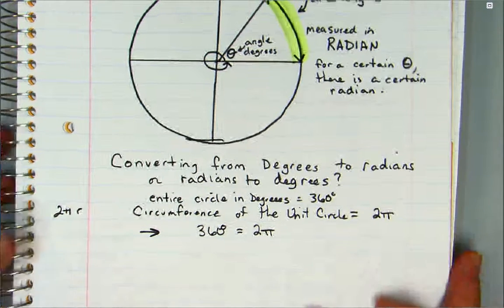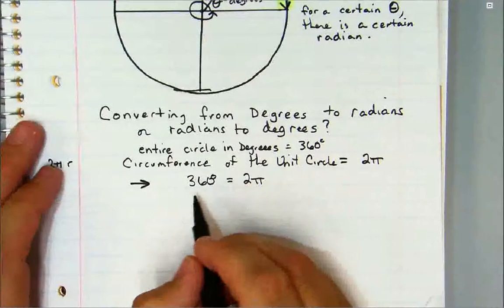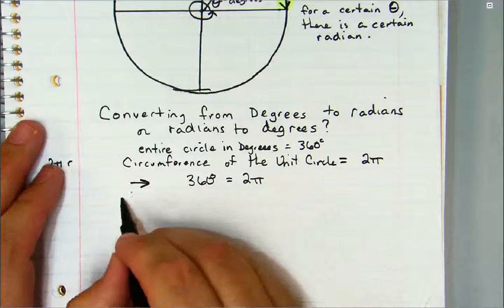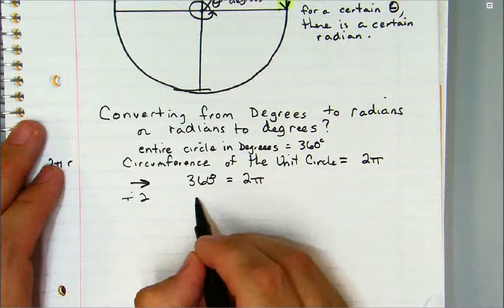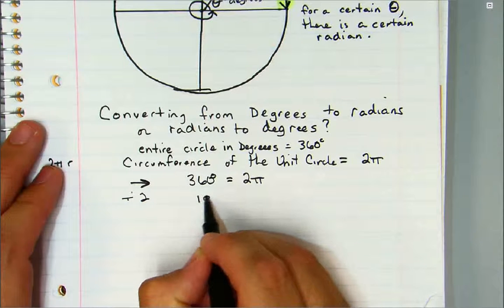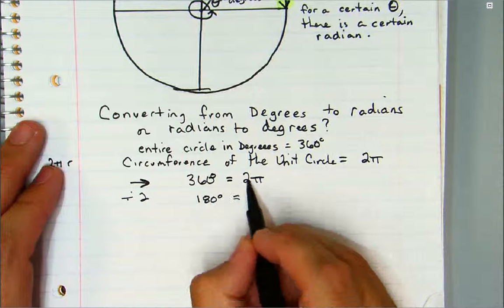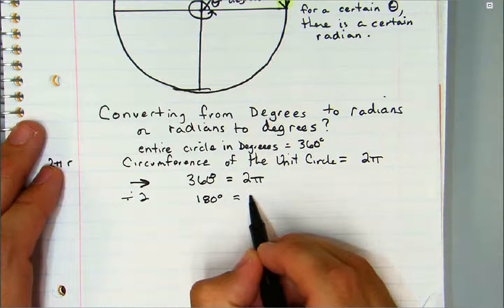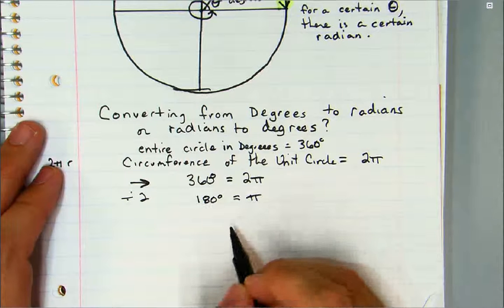Now, if you divide everything by 2, what's 360 divided by 2? 180 degrees. What's 2 pi divided by 2? 1 pi.